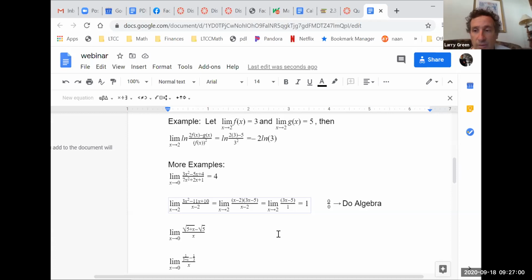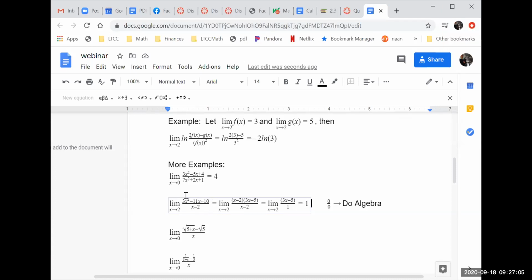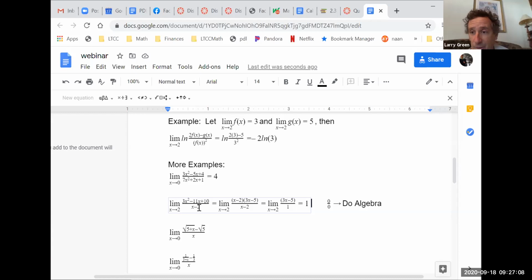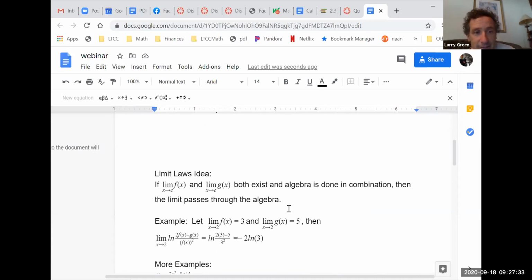The good news is that whenever you have a rational expression, that means a polynomial divided by a polynomial, and you get 0 over 0, you're always going to be able to cancel the factor. That's all part of that fundamental theorem of algebra. So this will always work. Is that an approximate solution? No, this is an actual solution. And again, I didn't prove the theorem here, but that's the big theorem, the limit law theorem, that I can always do that.